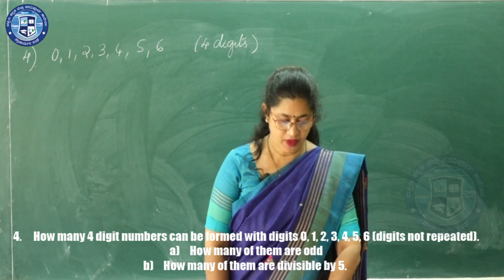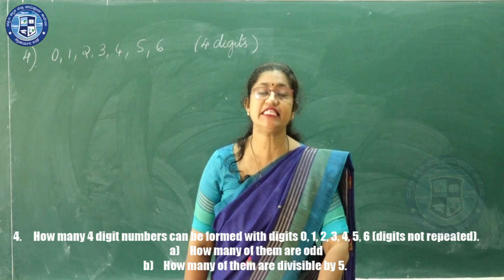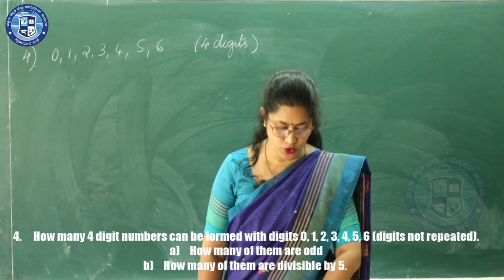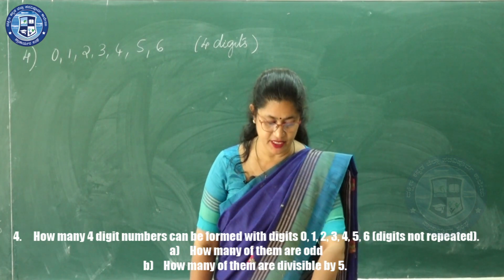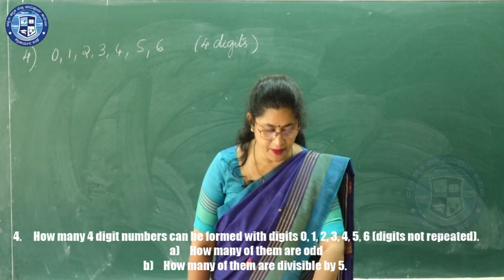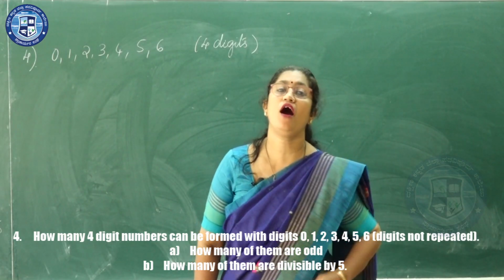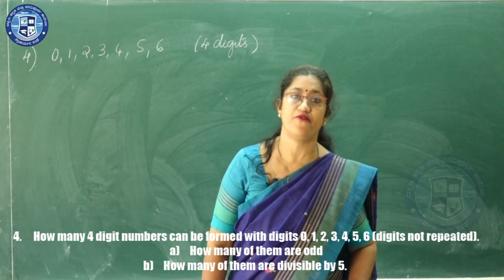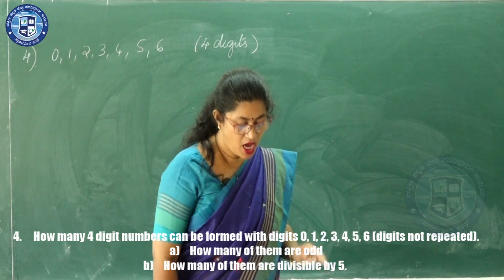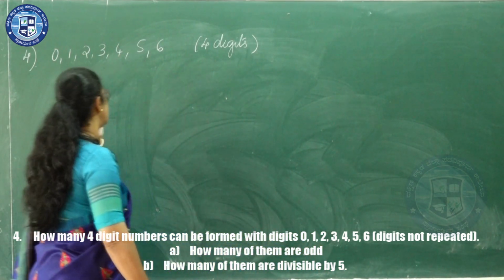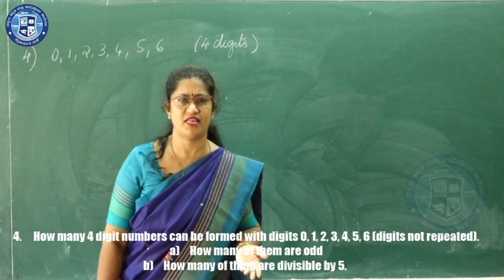Question 4. How many 4-digit numbers can be formed using the digits 0, 1, 2, 3, 4, 5 and 6? Digits cannot be repeated. And question A, how many of them are odd? And question B, how many of them are divisible by 5? Please note here, there are 3 questions. First one is, how many 4-digit numbers can be formed?